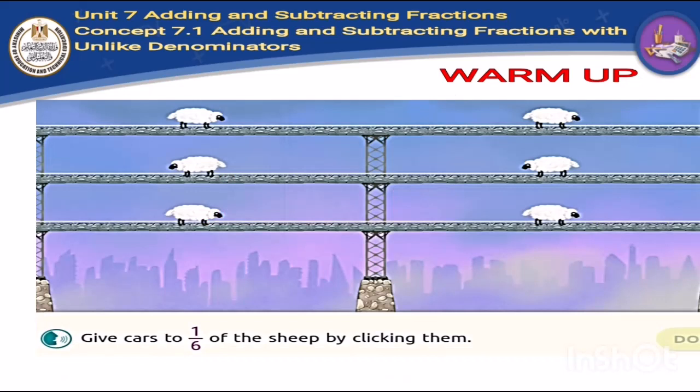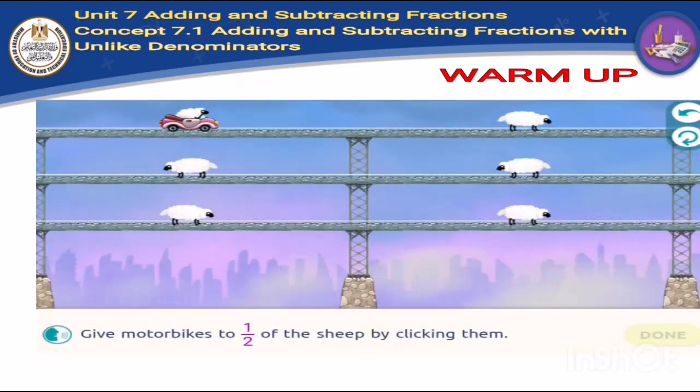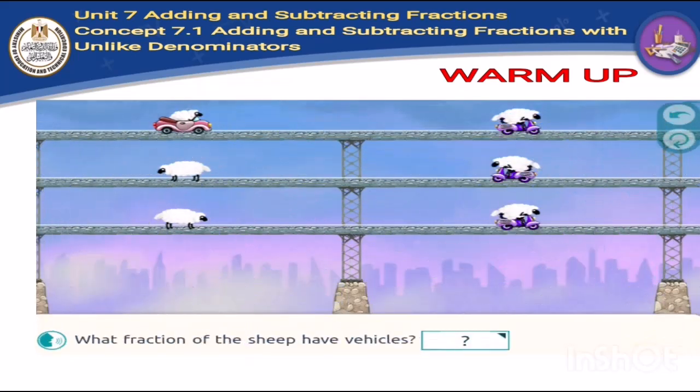Second question here. He gave me 6 sheep and told me to give cars to 1/6 of the sheep by clicking them. We will choose 1/6. Okay, excellent. Now we want to give motorbikes to 1/2 of the sheep by clicking them. What is half of 6 sheep? Half of 6 is how much? 3. Excellent. 3 sheep will have motorbikes.